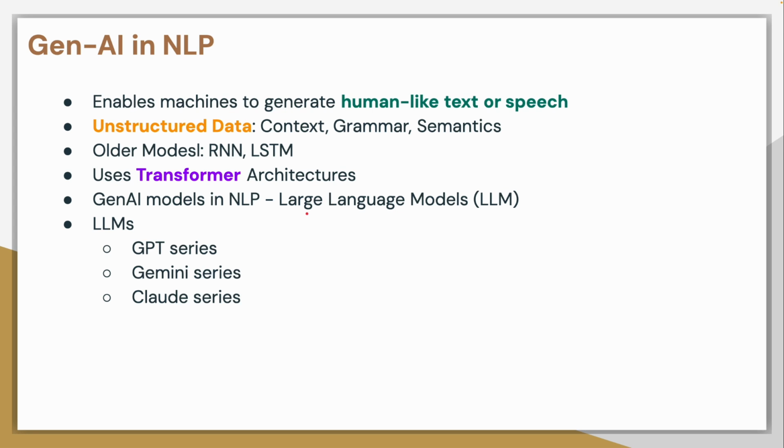So these LLMs include the GPT series. You can take GPT 3, 3.5, 4, 4 Turbo, 4o. All of these are the GPT series. Similarly, from Google, there is a model that has been renamed to Gemini. Similarly, Claude series are there. So there are many models that came up which use transformer architecture as the backbone.